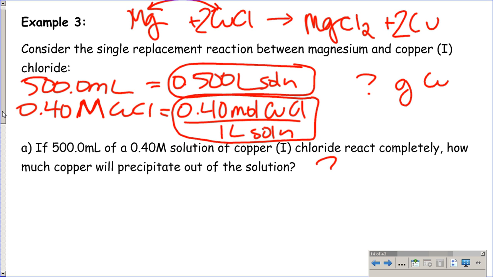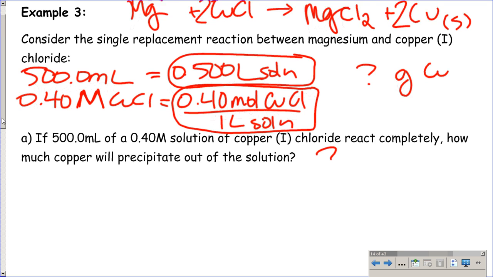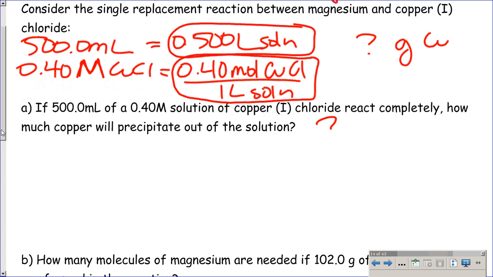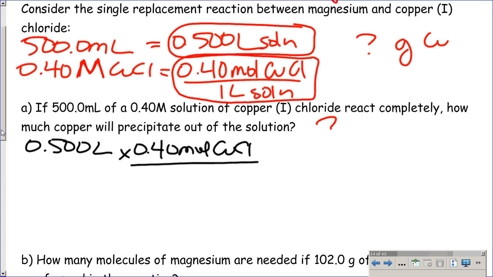So how much copper will precipitate out of the solution? So you're going, oh, she means solid. This is solid precipitate. Okay. So the first 2 pieces of information I have to use as a combined effort to get to moles. Basically, I'm doing what I told you to do earlier. This is 0.5 liters times the molarity. When you times the molarity, what cancels? Liters of solution, good. Liters and liters cancel. Now we're in moles, and we can go anywhere.